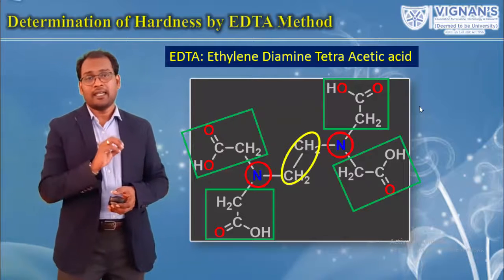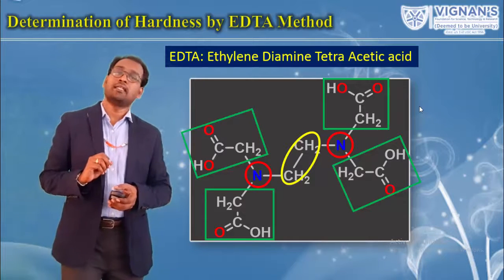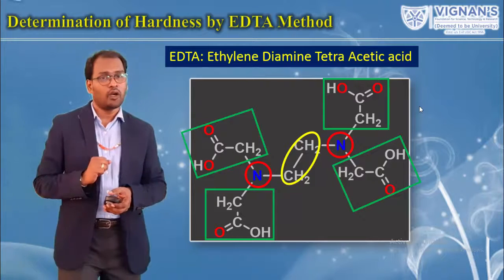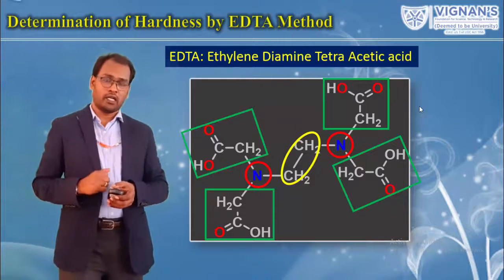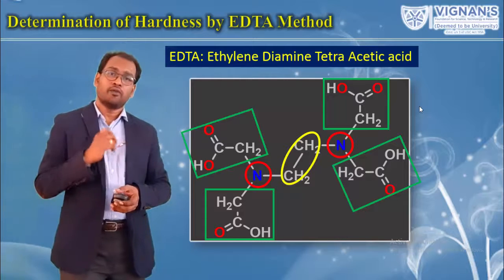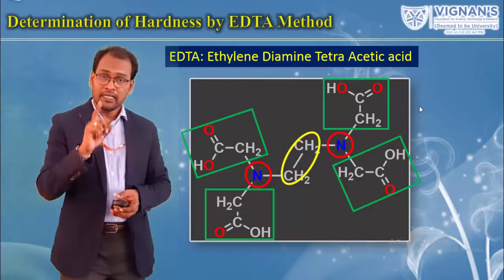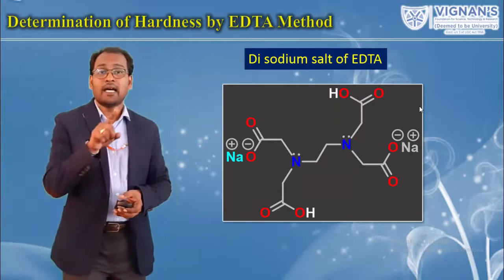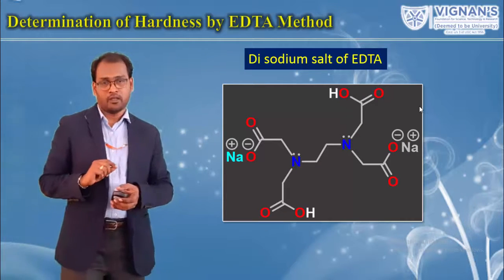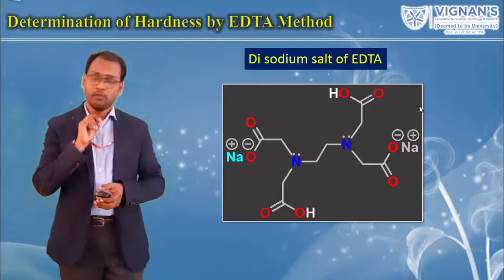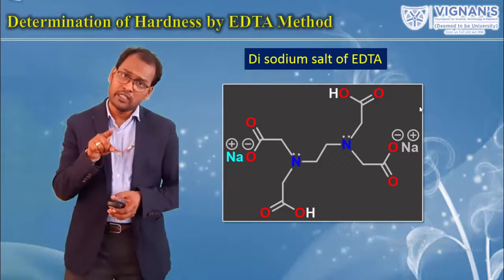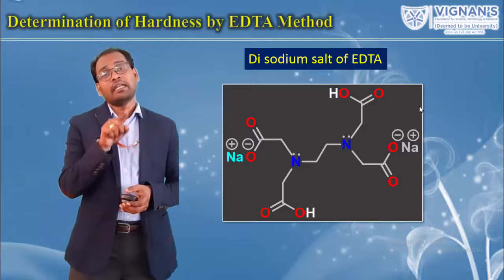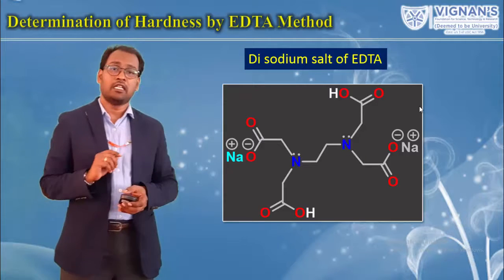But EDTA has got a problem. EDTA is not soluble in water. If it is not soluble in water, we can't use this EDTA for our analysis. So what we have to do is convert this EDTA into its disodium salt. EDTA is insoluble in water, so you are going to convert it into a soluble product, which will be the disodium salt of EDTA.